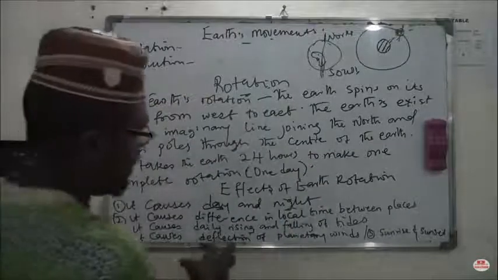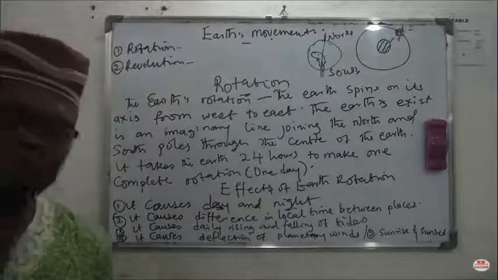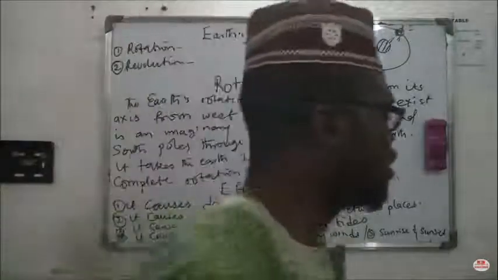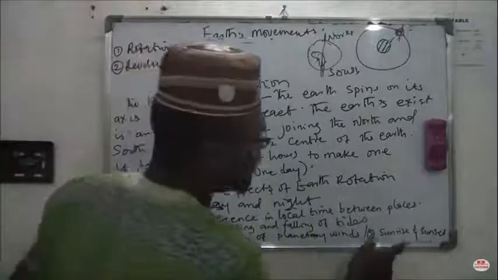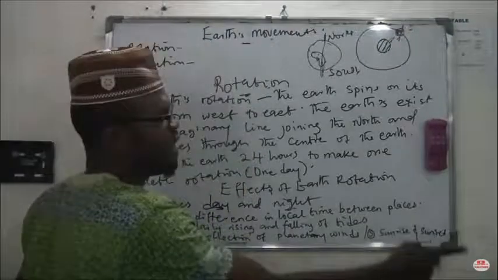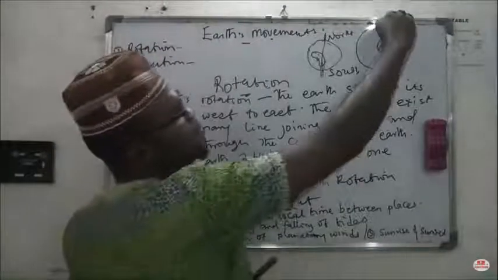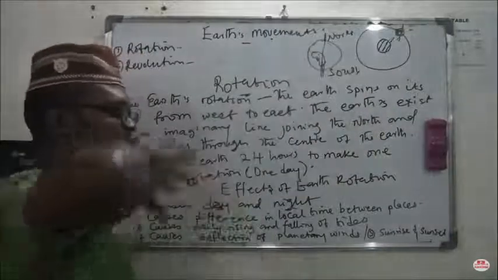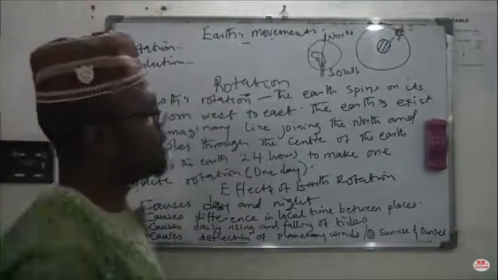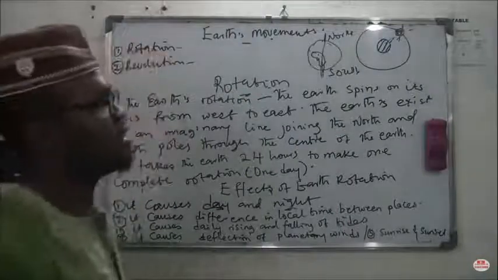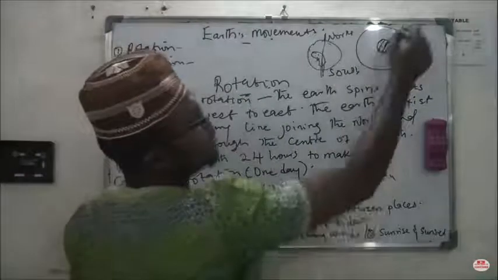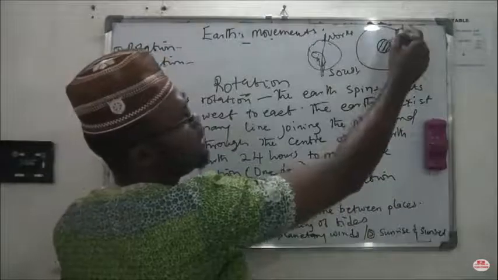It also causes the deflection of planetary winds. When winds are coming, due to the rotation, it can cause the deflection of the planetary wind. It also causes sunrise and sunset. You can see that before the morning, before the day comes fully, which is sunrise, or when it's about to get to the evening, which is sunset, it's all a function of the rotation of the earth.